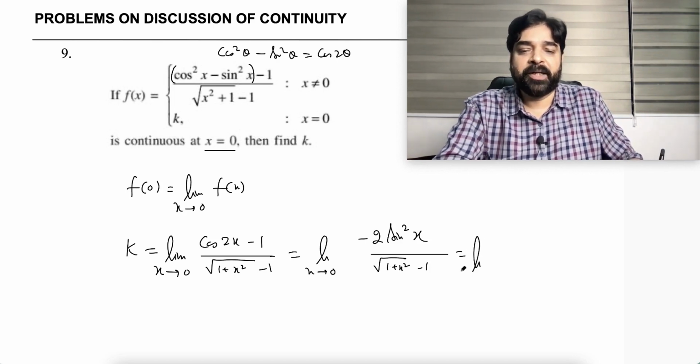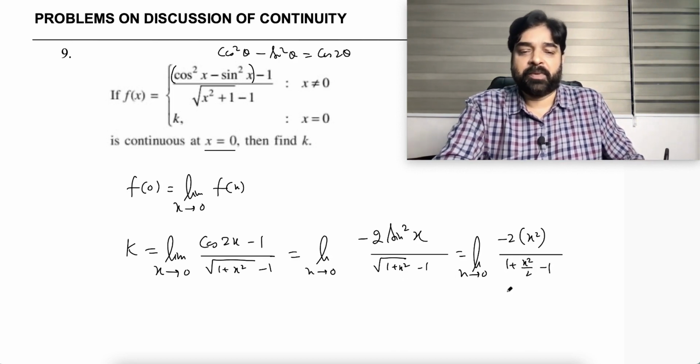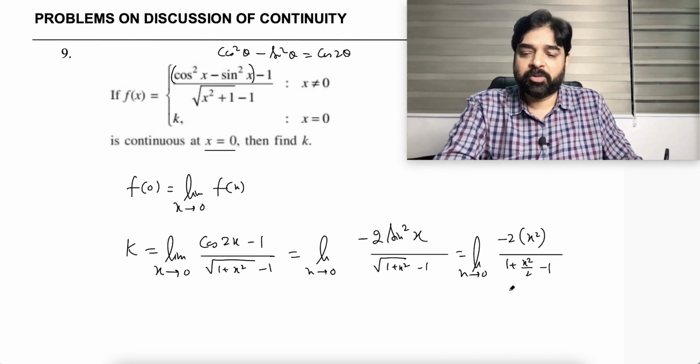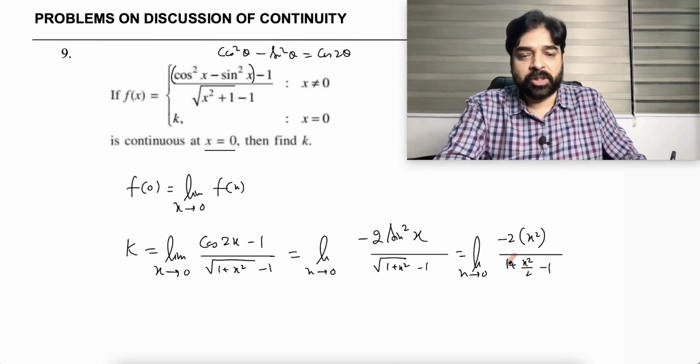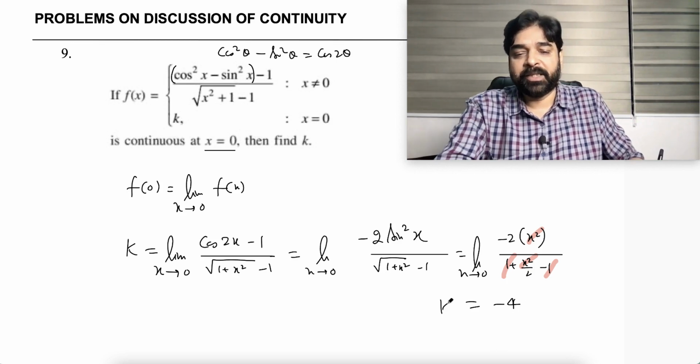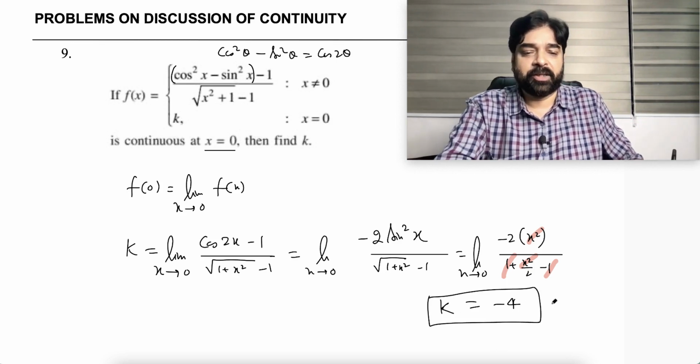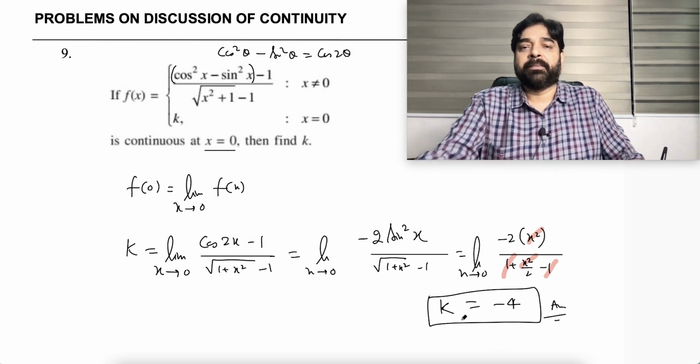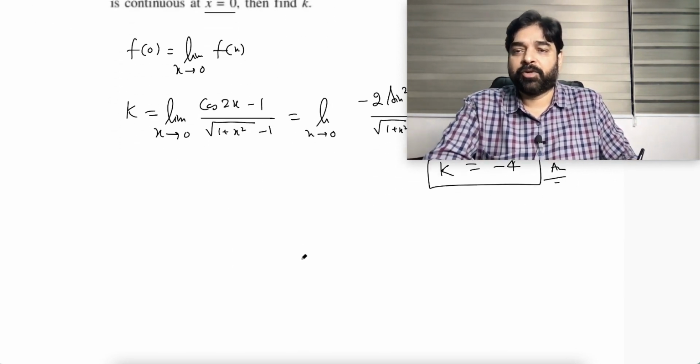Let's approximate it. Limit x approaches 0, sin square x will become x square, and here root of 1 plus x square is 1 plus x square by 2, minus 1. Yes or no? Remember the approximation? So the 1 cancels, x square cancels, and this 2 will go in the numerator and that will become minus 4. So that means k equals minus 4. This is your answer. I'm sure it's clear to everybody. Am I right? Next question.